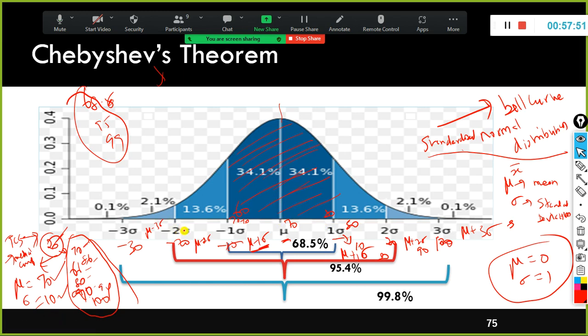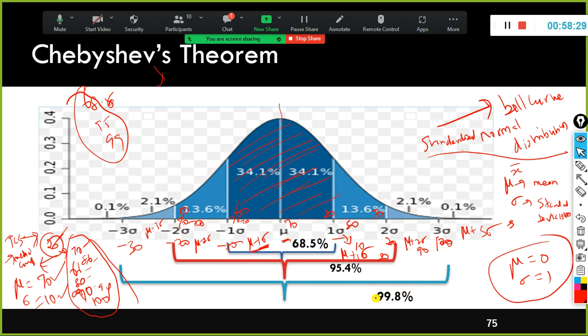Similarly, plus or minus 2 sigma covers 95%. So what is the takeaway message here? The takeaway message is that 95% of my team members' heart rate ranges between 50 and 90, 50 to 90. Can you all type it in the chat window?